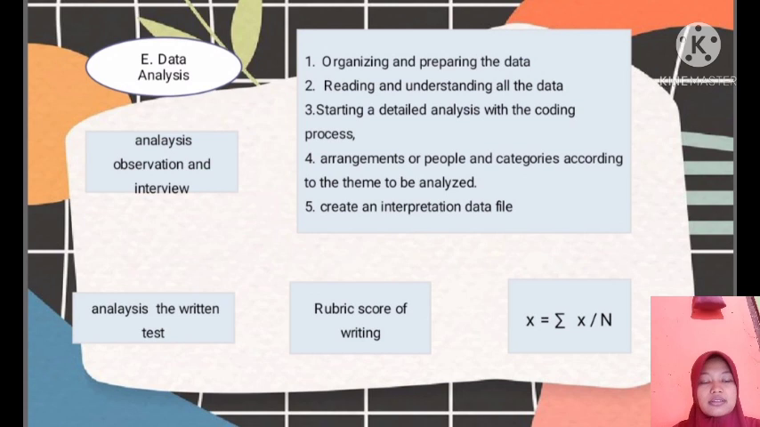And for the analysis of the writing test, the researcher is using a rubric score of writing because a writing test is not general. It is based on our thinking, our ideas, and perception. So some students have a different view or talk. So the researcher uses a rubric score to measure and score the writing test with the formula x equals sigma x per m.